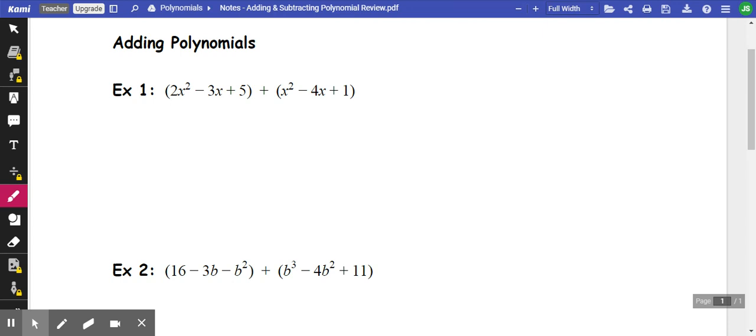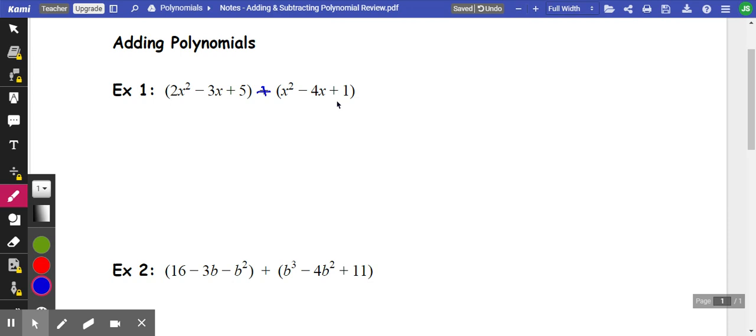So in our first example here, we're going to be looking at addition, okay? And I know that it's addition because there is a plus sign between, okay? So that's always what I look for first. Okay, so I see it, there's a plus sign. So I'm adding this first polynomial, 2x squared minus 3x plus 5, to this other polynomial, x squared minus 4x plus 1. So when we're adding, all we're going to do is combine like terms.